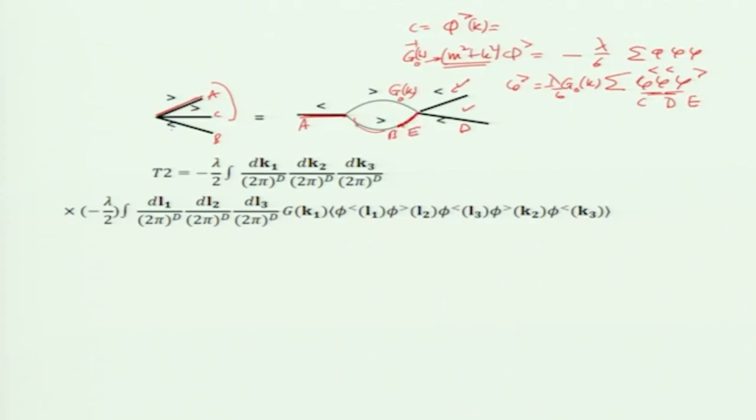Okay. Now, this B and E will come together. So, this is phi greater of k 1 and this is phi greater of some other wave number, S 1, let us say. Now, when I average them, what will I get? Phi greater k 1, phi greater S 1, I will get a correlation function, right, yes or no, but k 1 plus S 1 must be 0.